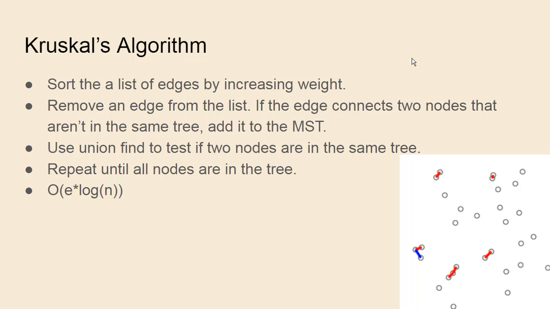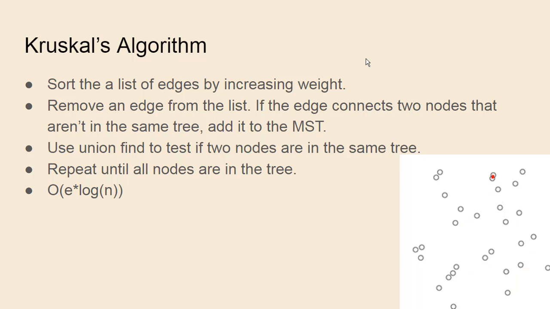Kruskal's algorithm uses the union-find data structure. It essentially processes all the edges, so it's easy to work with a graph representation where all the edges are in an array. Essentially that's what we want for this algorithm: the graph represented as an array of edges. We first sort the edges by increasing weight, so that the first one is the smallest weight, and so on. Then we start from the beginning.